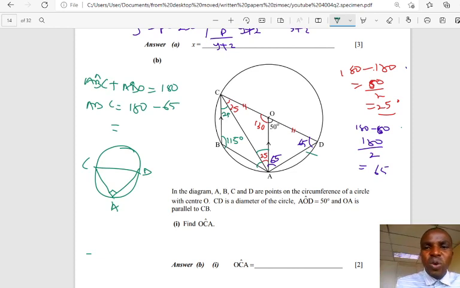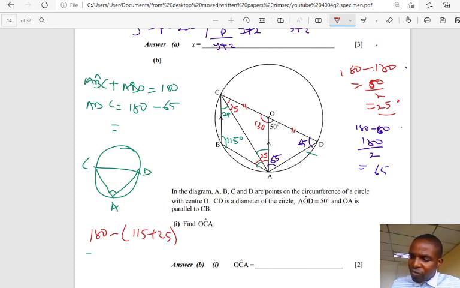Then to find this angle that is now missing, the smallest angle here, you say 180 minus 115 plus 25. 180 minus 115 plus 25, you get 40 degrees. So this one is 40 degrees.